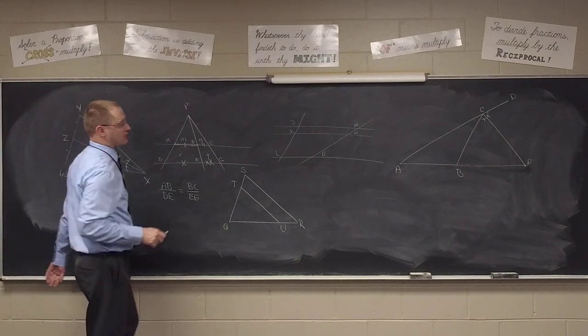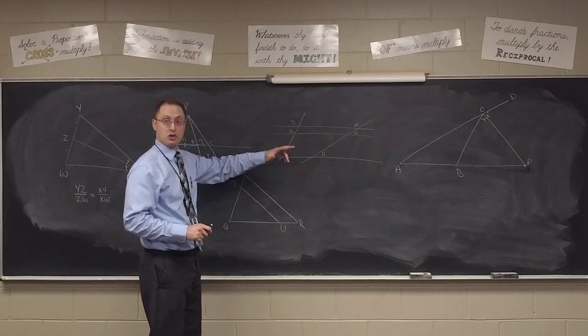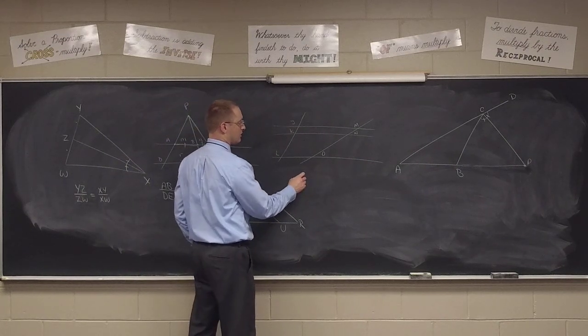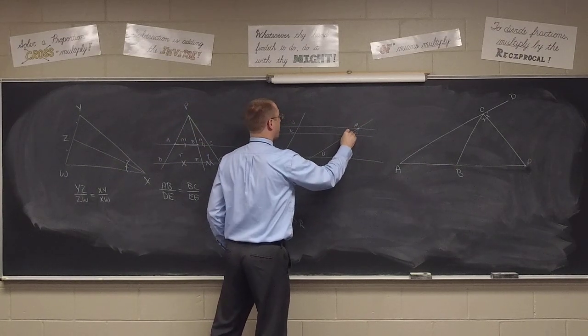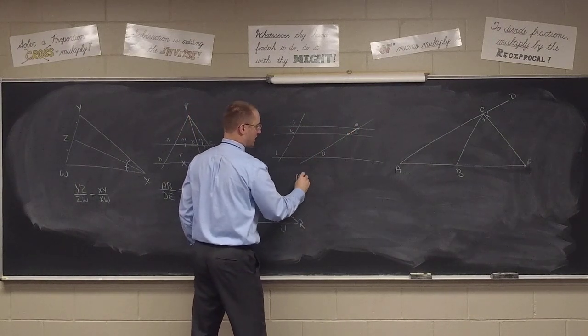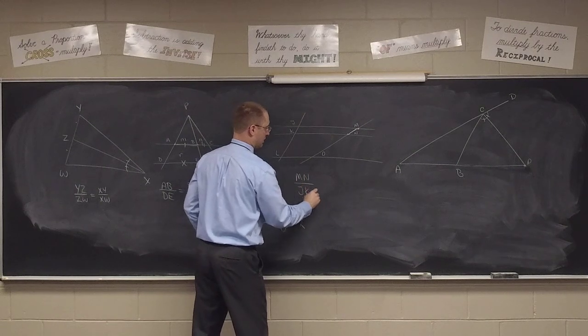Look at the next one, Chris. I've got multiple parallels this time and just two transversals. What proportion could be written? M is to N. Well, M is a point. N is a point. You cannot compare points, you can only compare segments. MN is to JK, as KL is to N.